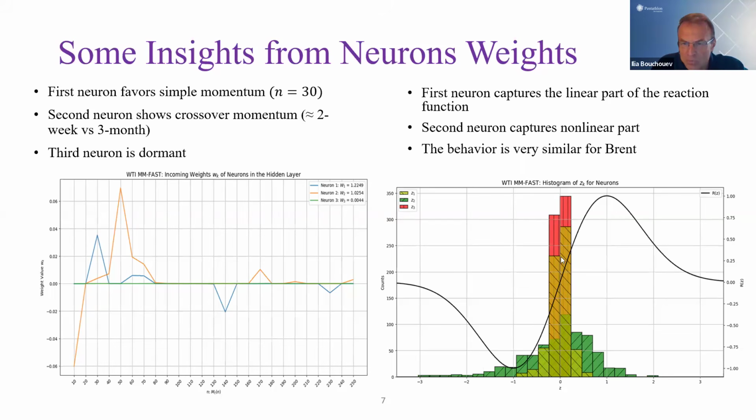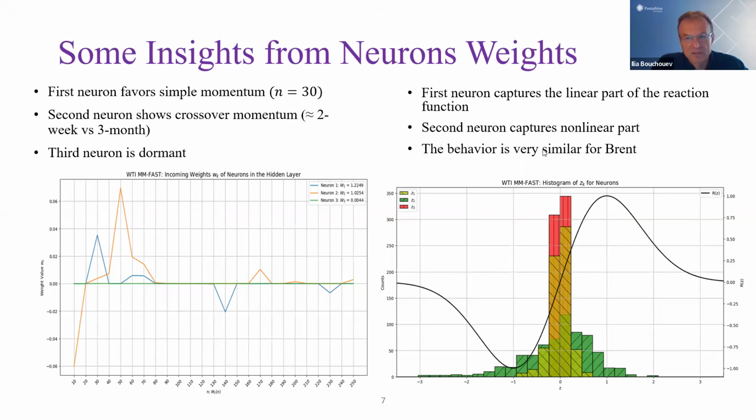Most of the observations, most of the Z's are here. The second one in green, it's more spread out. So it's going and capturing this convex and concave part of the reaction function. That's when you trigger. So that's very interesting.